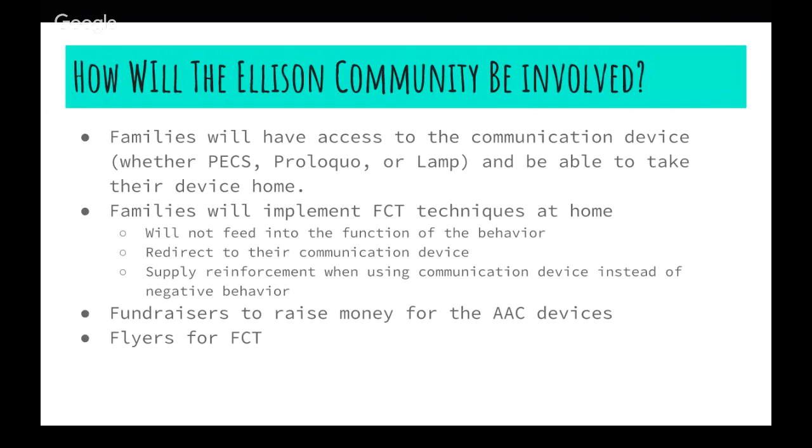The way that FCT techniques will be implemented at home is that parents will not feed into the function of the behavior. So say it's for attention, they will withhold attention if they are engaging in that interfering behavior. They can redirect to their communication device, which will be either PECs or Proloquo, and it will also supply reinforcement when using the communication device instead of the negative behavior, which is great because they're in a natural setting, they're at home, and we want to make sure that that replacement behavior is carrying over into the home.